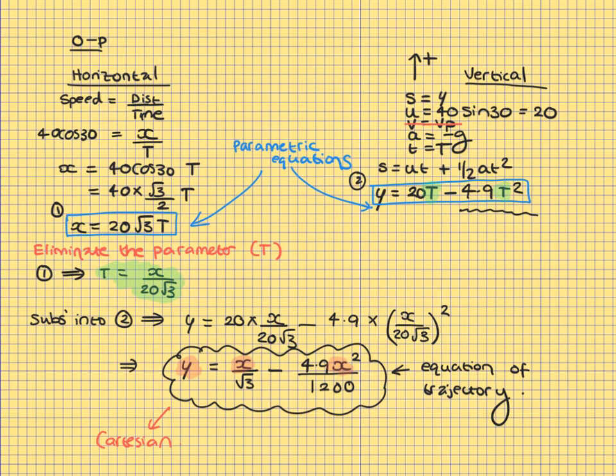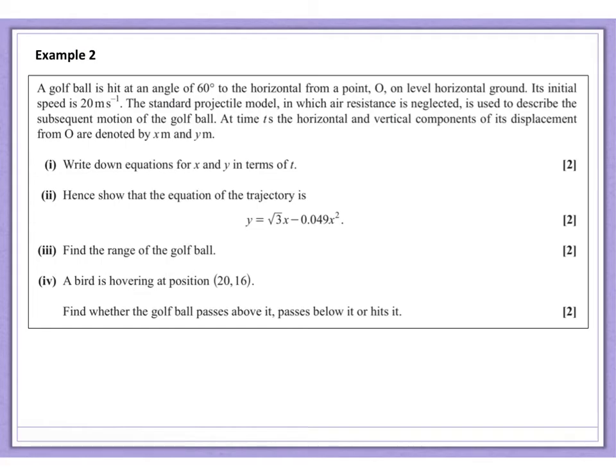These equations here also give us information about the trajectory, but they are parametric because x and y are both defined in terms of a third parameter t. So let's have a look at another example. We're going to read through this information, then annotate this information onto a clear diagram.